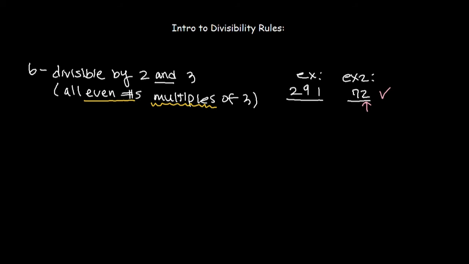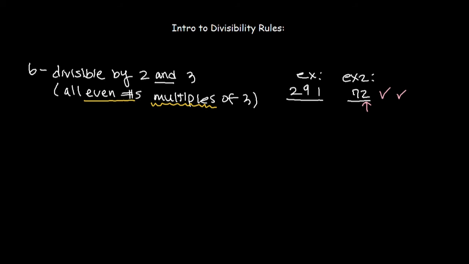Let's go ahead and check. What is 7 plus 2? That is 9. Is 9 divisible by 3? Yes, it is. It's 3 times 3 equals 9. So it meets both of the qualifications. So is 72 divisible by 3 and 2, which means it's divisible by 6? Yes, 72 is divisible by 6, and we also already should know that 6 times 12 equals 72, right? So that is how to see if a specific number is divisible by 6.